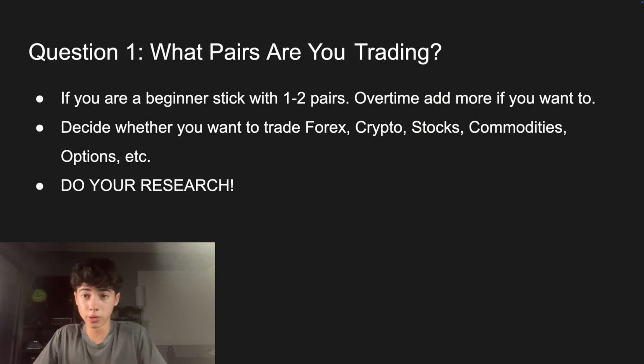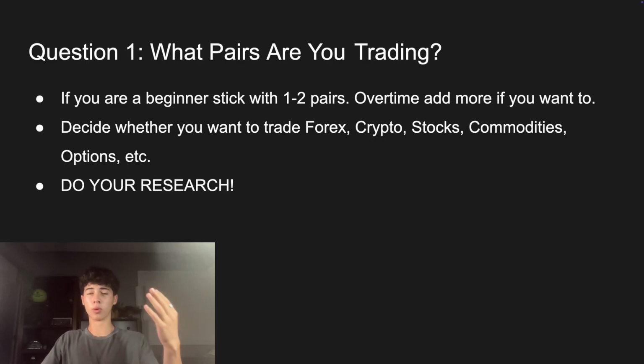If you are a beginner trader, it is recommended for you to stick with 1 to 2 pairs. Over time, as you gain more market experience, you can add more pairs if you want to. First, you have to decide whether you want to trade Forex, crypto, stocks, commodities, options, etc. Personally, I trade Forex, so I trade GBP USD and GBP JPY. What I like about Forex is that it's open 24 hours, 5 days a week. It's more friendly for beginner traders and people that are getting into day trading.